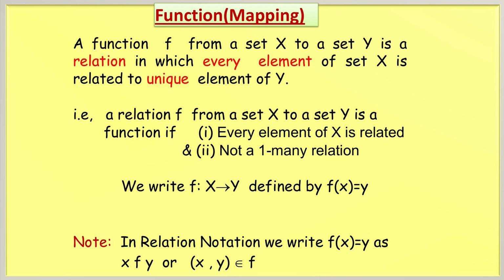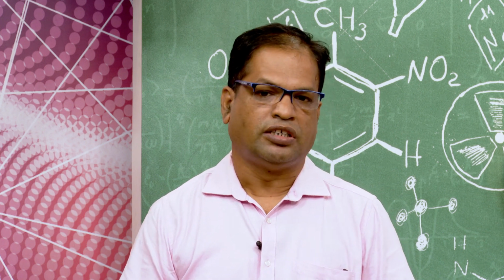That means, function may be a one-one relation, may be a many-one relation, with every element of set X related, and the notation of the function is defined as f is a function from X to Y defined by f(x) is equal to y. In relation notation we write as f(x) is equal to y or x f y or (x, y) belongs to f. Now, you see the pictorial representation.